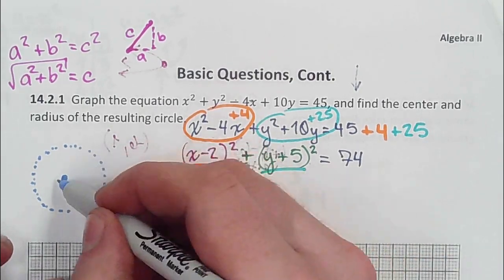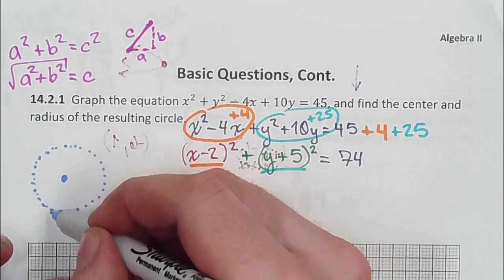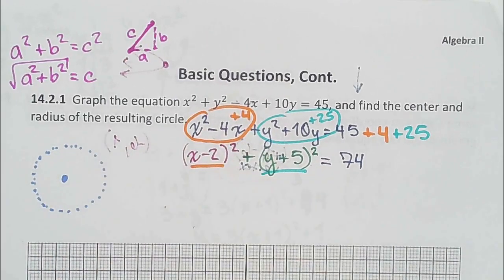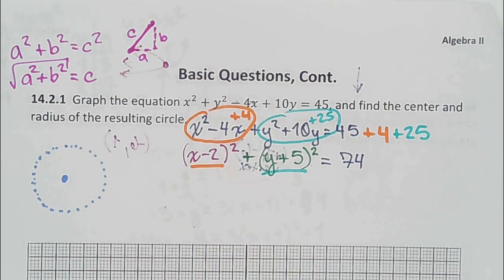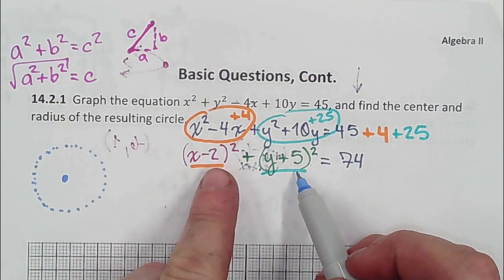Well, if the distance is always the same between any point and our center, we'll end up with a circle, right? They'll all be the same distance away. So if we set this equal to 0 instead of 74, it's telling us the distance between our center and any point would be 0. So the distance between our center and any point is 0.